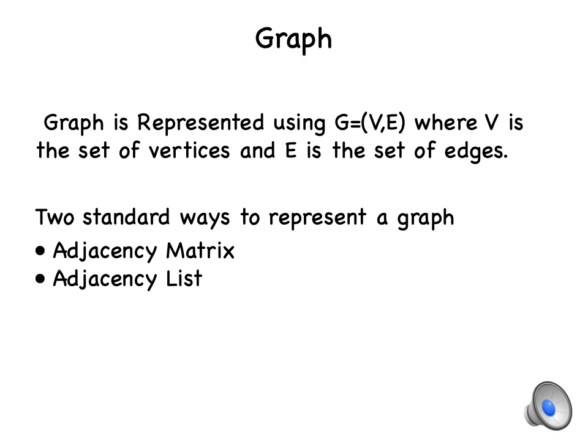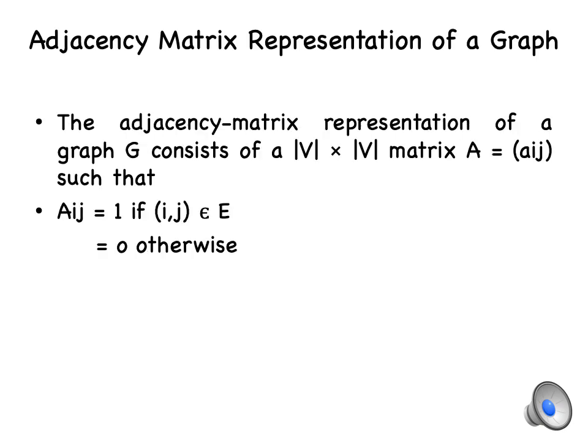Graph is basically represented using G = (V, E), where V is the set of vertices and E is a set of edges. Basically, there are two standard ways to represent a graph. It is using an adjacency matrix and an adjacency list. The representation of an adjacency matrix is in the form of a 2D matrix which has V number of rows and V number of columns, where V is the number of vertices in that graph. Now to represent the adjacency matrix, it can have values only 1 and 0.